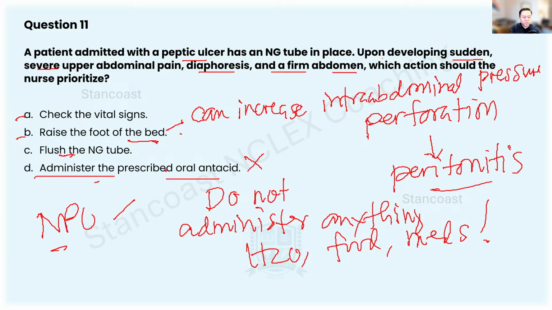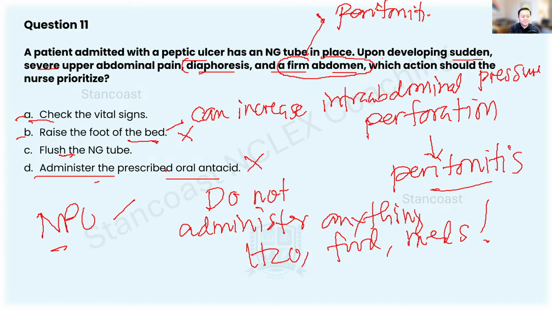No elevation. So we only have our answer here, which is letter A, check the vital signs. And this is going to detect if there is what? Hypotension. That is the main answer. We're going to have to detect if there is a drop in the blood pressure. Could be hypovolemic shock. Now, guys, there's diaphoresis and a firm abdomen. This is already a sign of peritonitis. Firm abdomen.